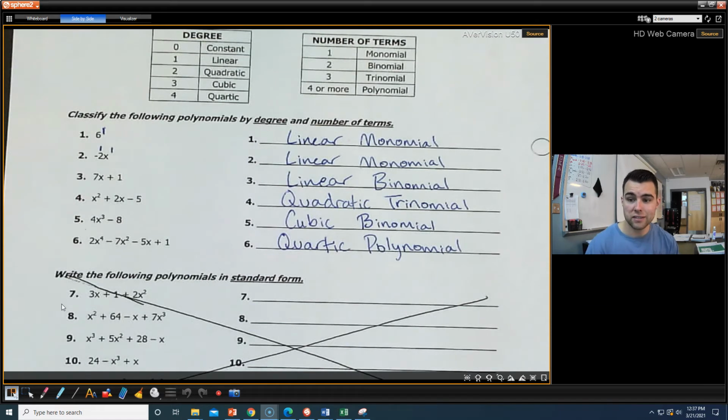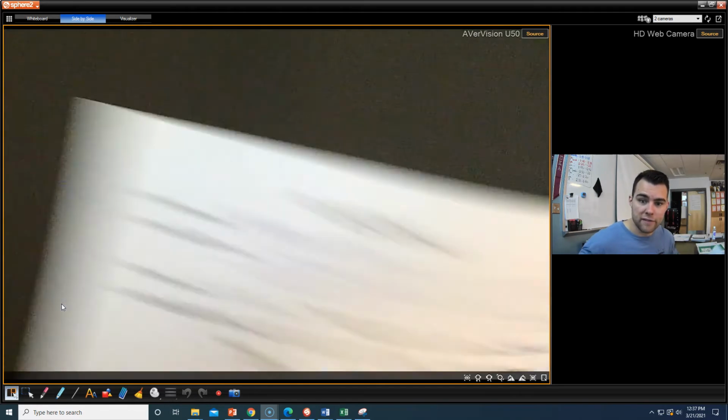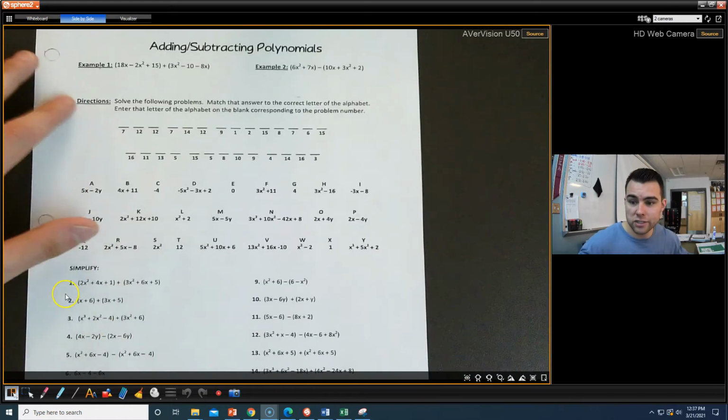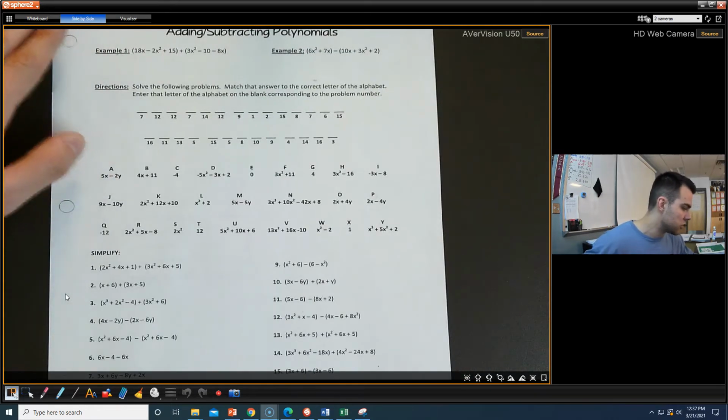And that's all classifying is, okay? Classifying is just naming it, and that's it. We're not doing anything. We're not adding or subtracting or anything like that. That's what we're going to do on the next page, okay? Go ahead and flip your page if you have it, or if you're just taking notes on your sheet, just make sure you have enough room, okay?